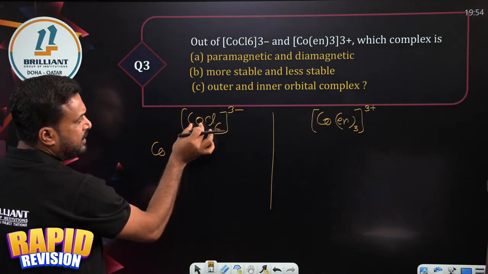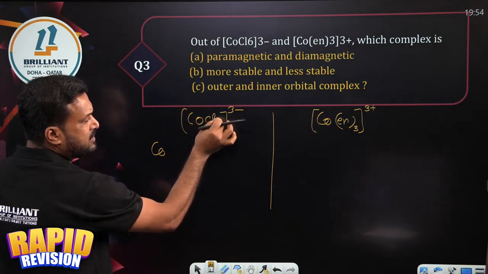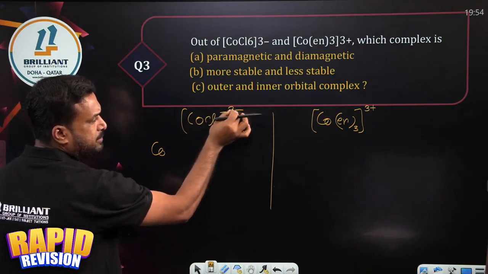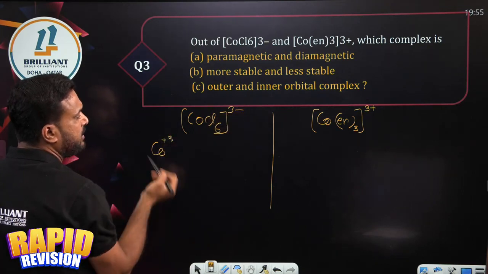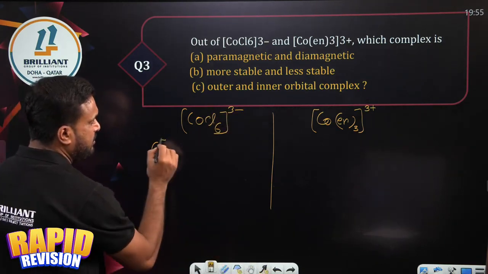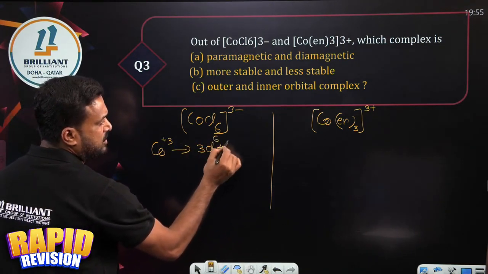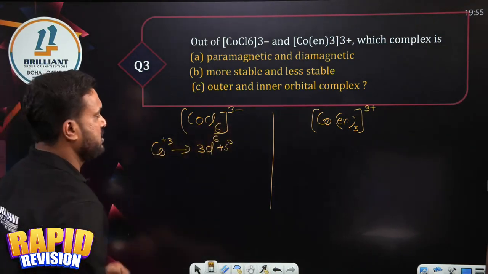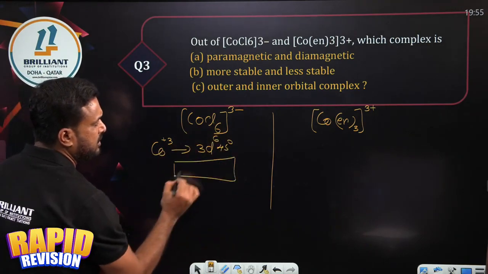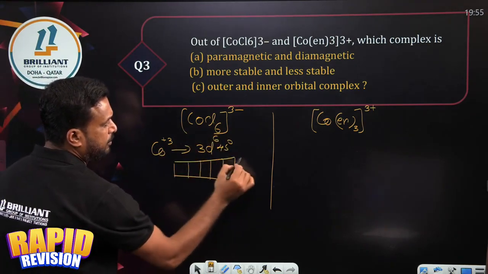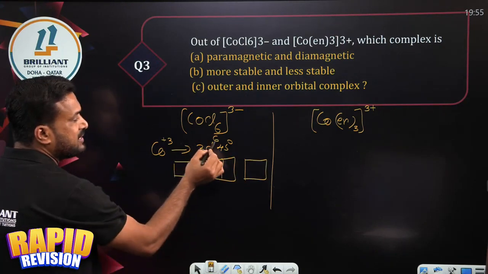Yes, so here you know that chlorine is minus 6. Minus 6 when it comes to the right-hand side, plus 6. Plus 6 and minus 3 means cobalt is what? Plus 3 oxidation state. Okay, plus 3. Plus 3 means we wrote just before, it is 3d6 4s0. 3d6 4s0 means you know that 3d has orbitals, and this is 4s. So 6 electrons are there.